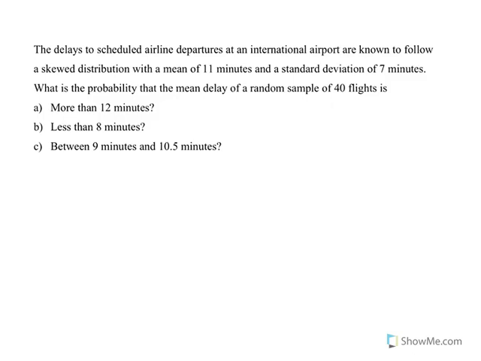Okay. This is another question on the sampling distribution. It talks about delays for schedules of flights. The delays to scheduled airline departures at an international airport are known to follow a skewed distribution. So from the beginning, they're telling you you don't have a normal distribution, but immediately you see that your sample size, this is n, equals 40, which is more than or equal to 30. Once the number is bigger than or equal to 30, you are fine, because you can use the z-score and you will get a normal distribution in this case.